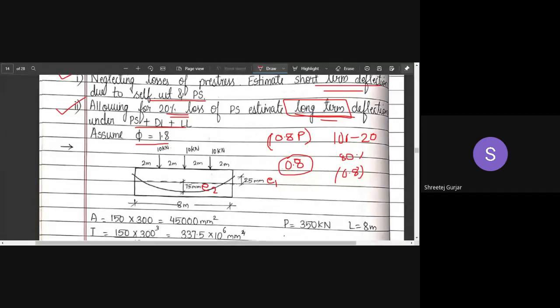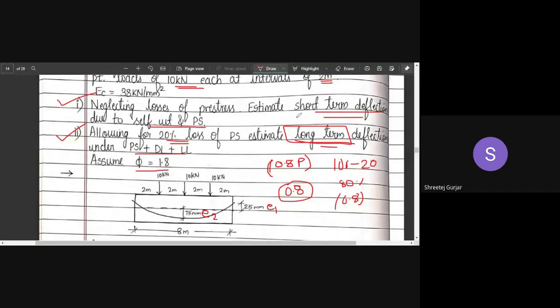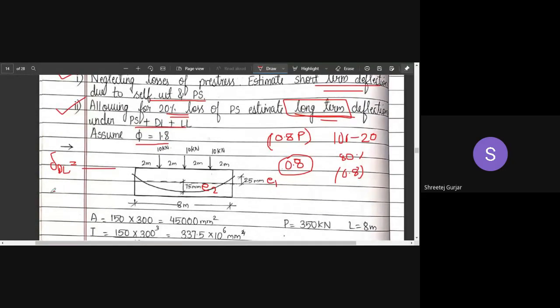Okay, so how can you calculate short-term deflection? Short-term deflection due to dead load and pre-stress. Dead load deflection DL will be equal to what? 5 by 384 WL cube by EI. Okay, you will get the dead load, plus or minus you can note down. Then the deflection due to the pre-stressing force.